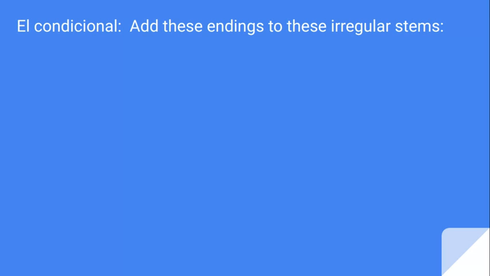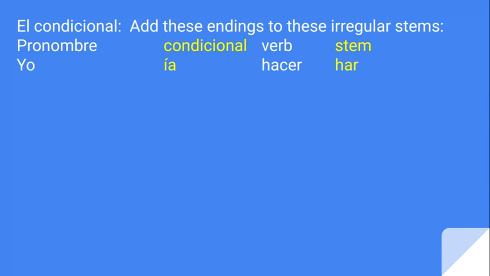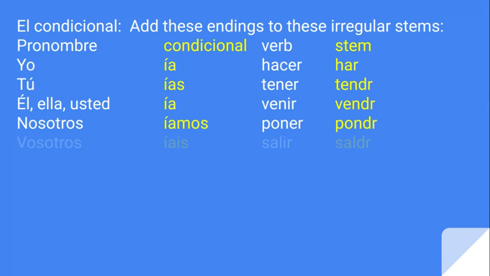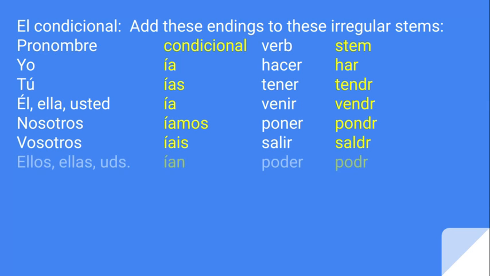Add these endings to these irregular stems. So there are irregulars in the conditional. The good thing about the conditional is just like the future tense, they have the same stems if they're irregular, and there are normal irregular verbs. So hacer, the stem is har. Okay, so haría is I would do. Harías is you would do. Haría is he or she would do. Haríamos is we would do. Haríais is you guys would do. And harían is they would do or you all would do.